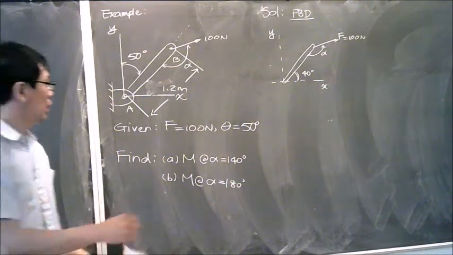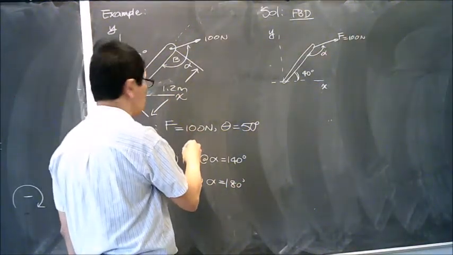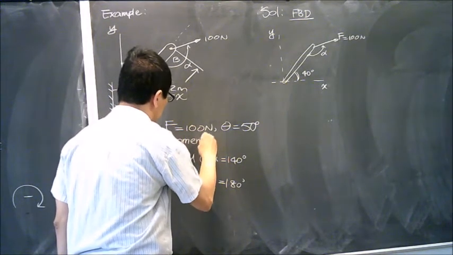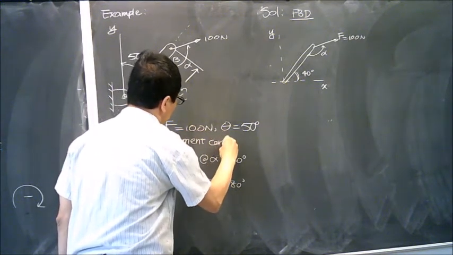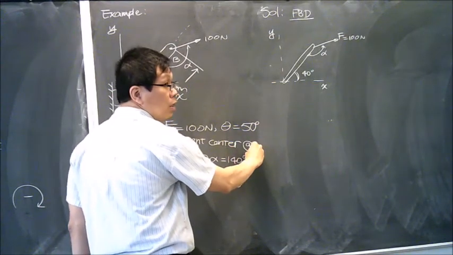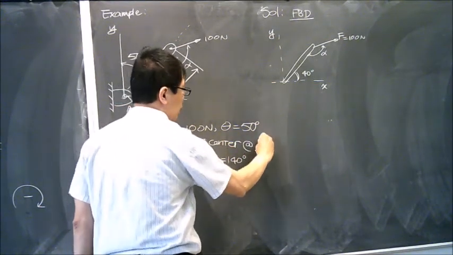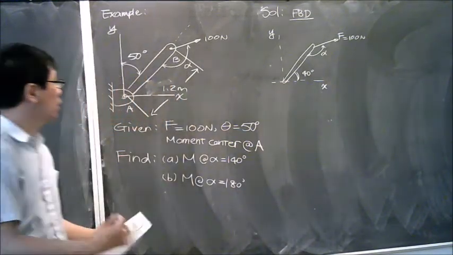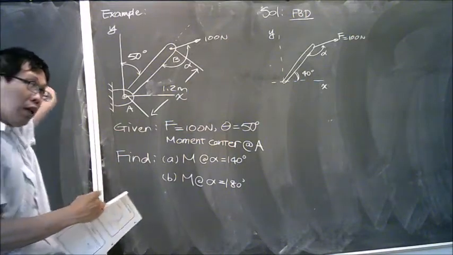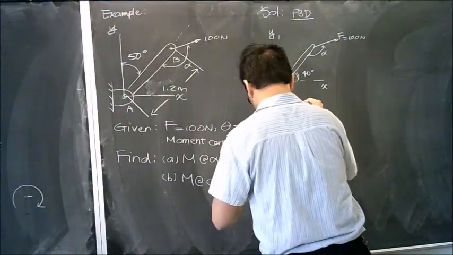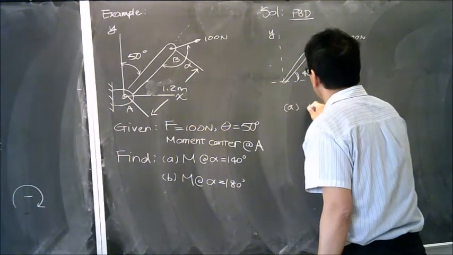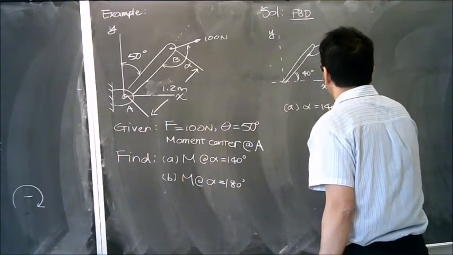Okay? And one other given is, where is the moment center, A or B? Based on the problem statement, it's going to be at A. So everything is located around point A. Okay? Let's start. So part A, alpha equals 140 degrees.